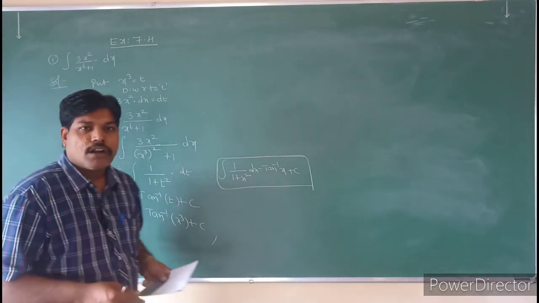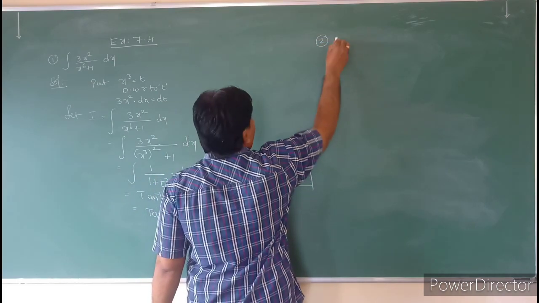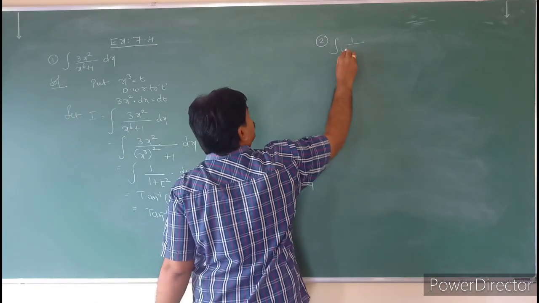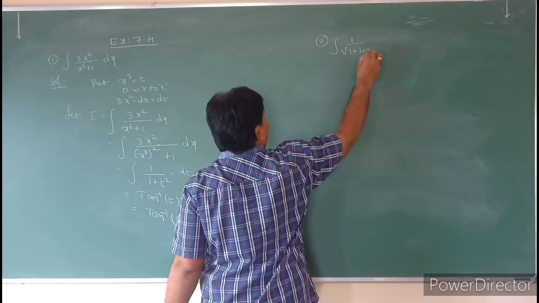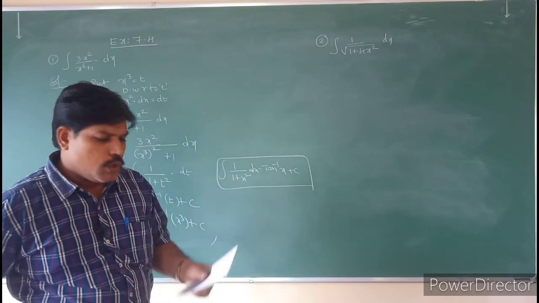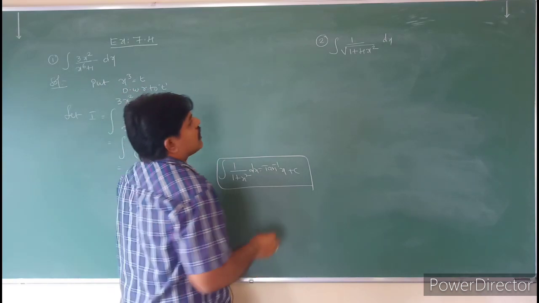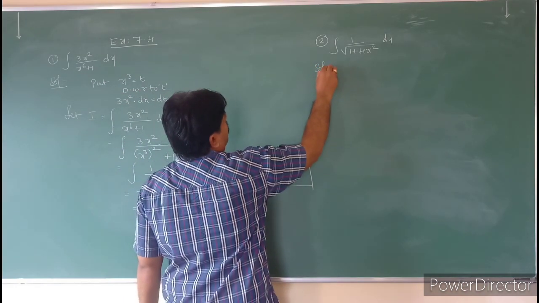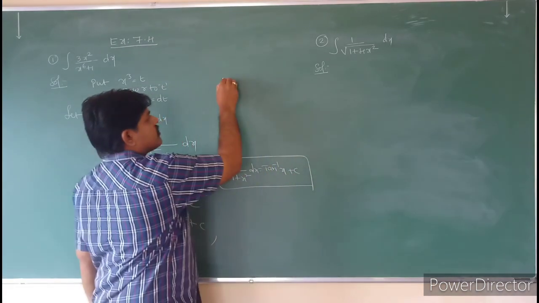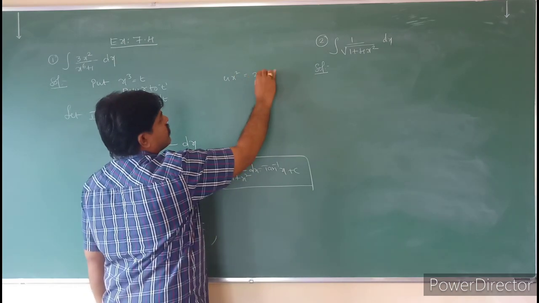So see question number 2. What is question number 2? Integral of 1 by root of 1 plus 4x square into dx. So see students, what will I take? This 4x square, what is this 4x square? You have to write it in the form of x square, so that means you can write it as 2x whole square, yes or no?